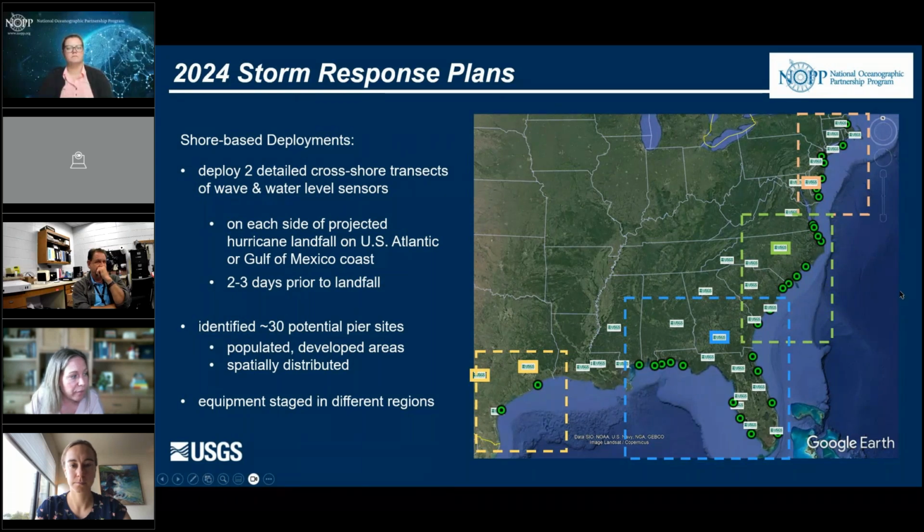And so we've identified over 30 potential pier sites, which are shown in the green dots. And these are structurally sound in populated developed areas where we're looking to measure those coastal impacts and spatially distributed along our dense coastlines. And then we also, to meet the challenge of being able to rapidly get to any of these locations, we've staged equipment and personnel in different regions shown by the color boxes so that we can be as prepared as possible.